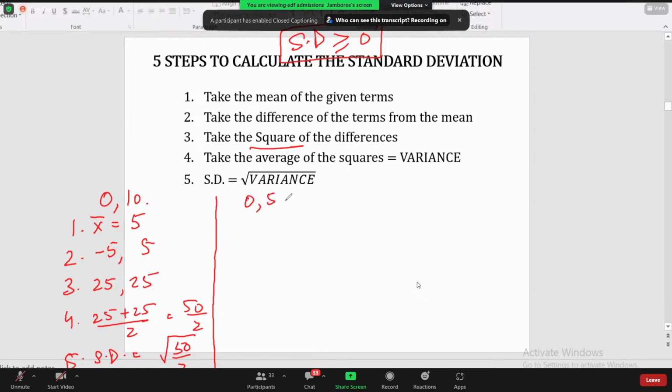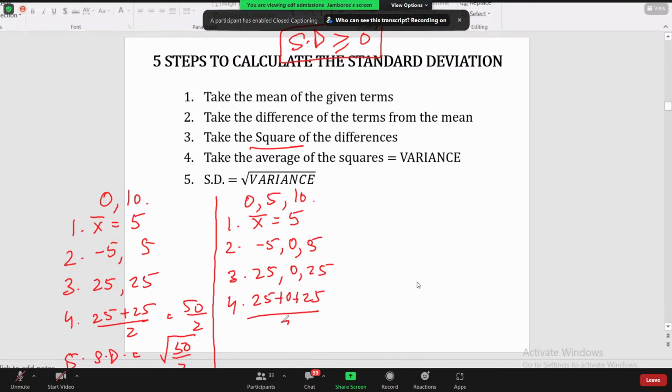Similarly, let's take another example. Let's say 0, 5 and 10. Step number 1 is to find the mean value of the series. That will be 0 plus 5 plus 10 divided by 3, that is 15 by 3, which gives the mean value as 5. Step number 2 is find the differences of the terms from the mean value. So that will be 0 minus 5, which is minus 5, 5 minus 5, which is 0, and 10 minus 5, which is 5. Step number 3 is square the differences. So that will become 25, 0 and 25. Step number 4 is take the average. So it will be 25 plus 0 plus 25 divided by 3, which will turn out to be 50 by 3. Step number 5 will be standard deviation is equal to the square root of this average, which is 50 by 3.